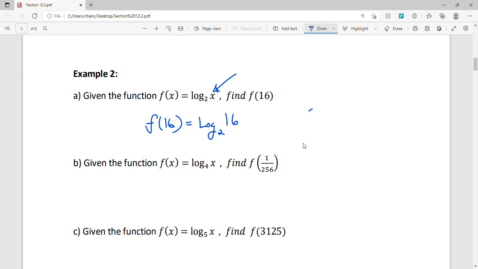I know 2 cubed is going to give me 8. 2 to the 4th is going to give me 16. So this is a guess and check kind of game. And I guess that 2 to the 4th power is 16. So log base 2 of 16 is equal to 4.